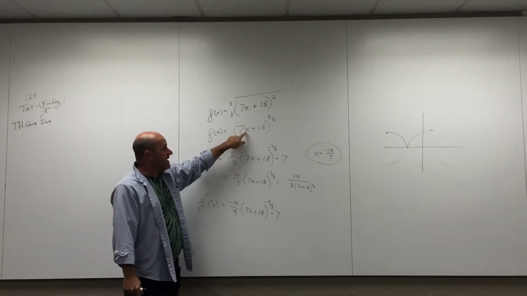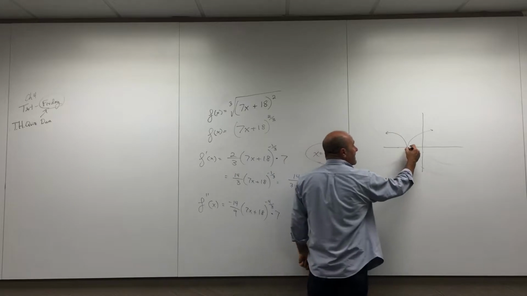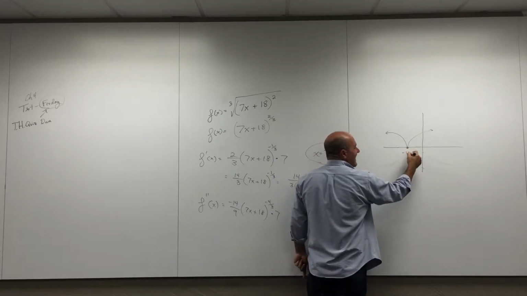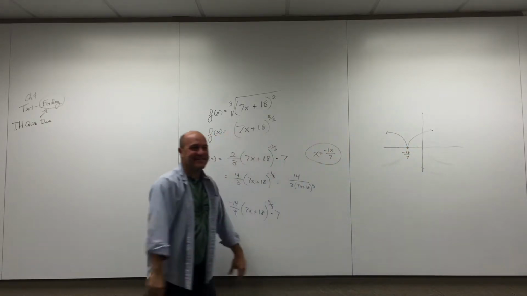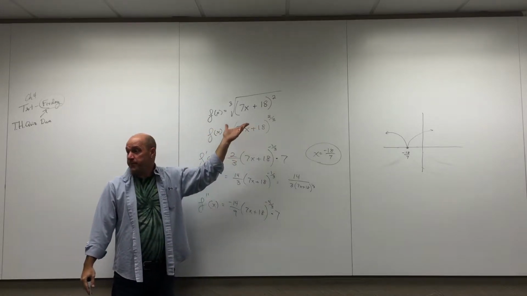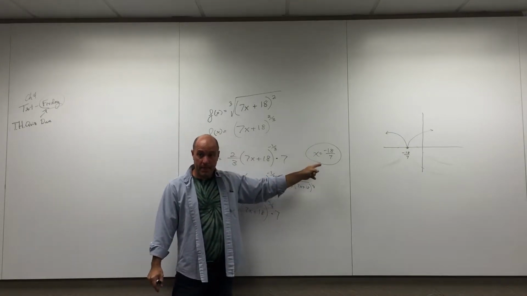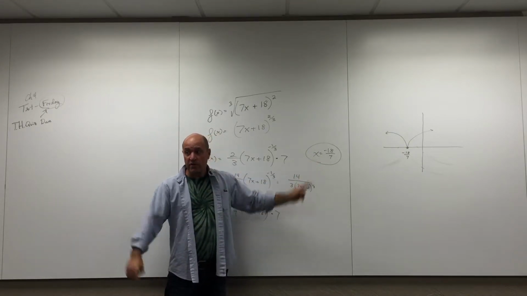Yes. If I plug in that negative 18/7, I get a 0. That's this point right here. Negative 18/7 is 0. In the original function, it's defined. It's a 0. In the first derivative, it was undefined. So it's critical. So it's a critical number.